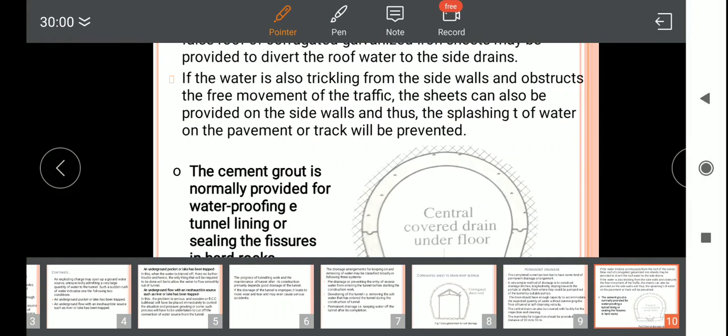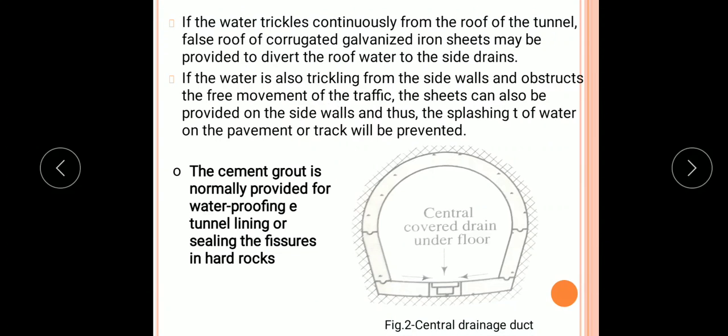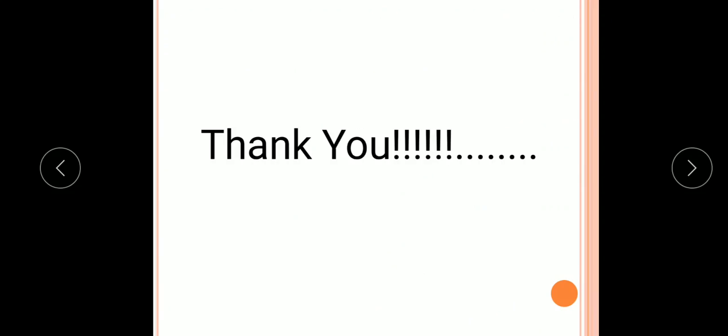Cement grout is normally provided for waterproofing the tunnel lining or sealing the fissures in hard rock. We already had a discussion about grouting and the various materials that are used for grouting. So this is about tunnel drainage.